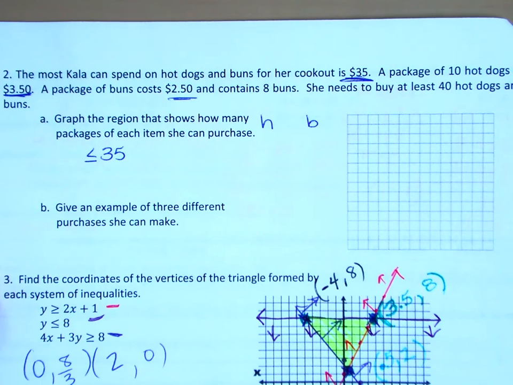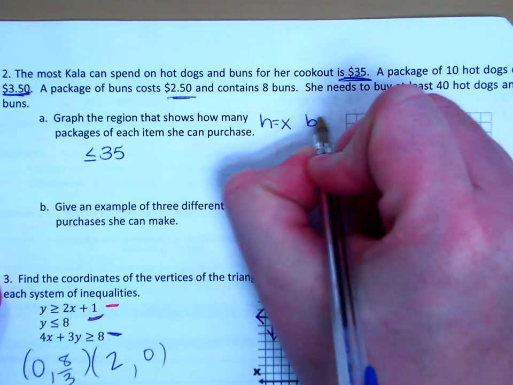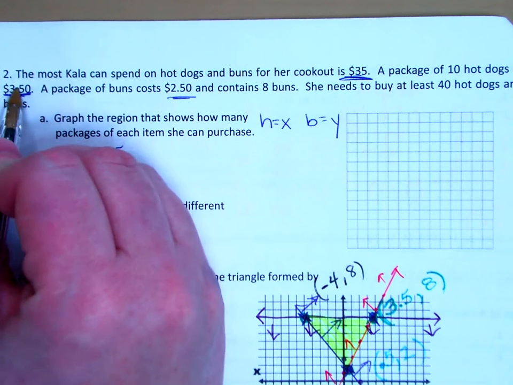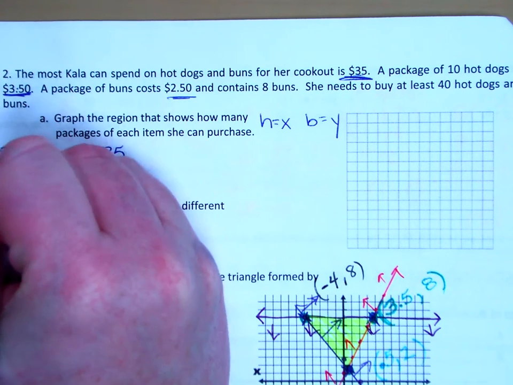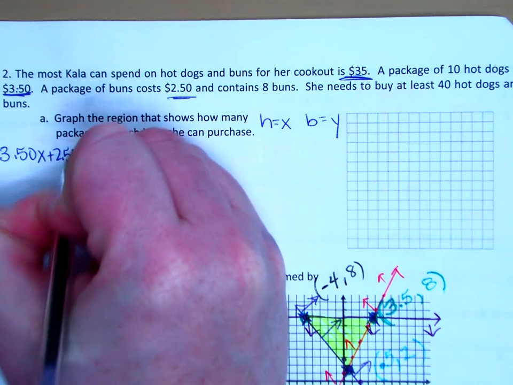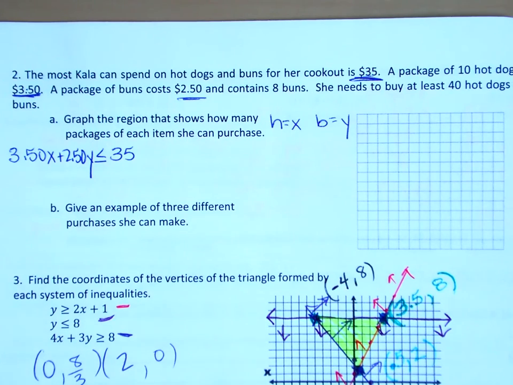Now I'm going to state which variable goes with hot dogs and buns, because I'm not just going to use it as HB. I'm going to let hot dogs equal x, and I'm going to let buns equal y. So $3.50 for a package of hot dogs, so 3.50x plus 2.50y gets me the total cost of the hot dogs plus the cost of the buns.